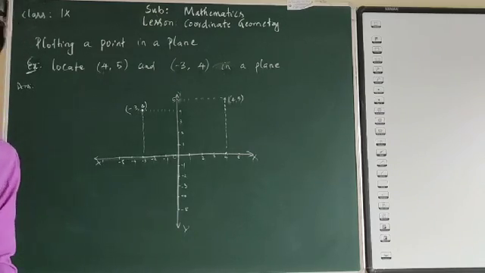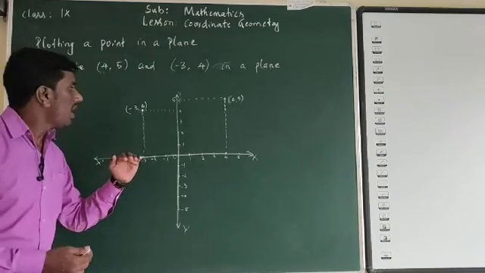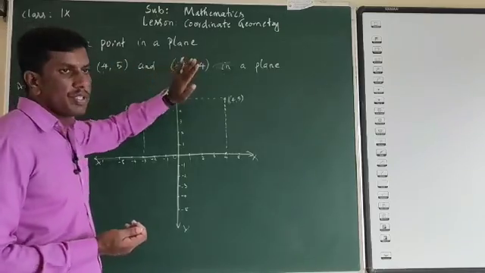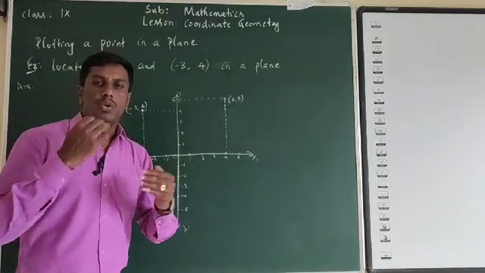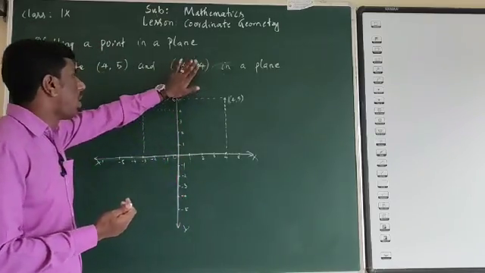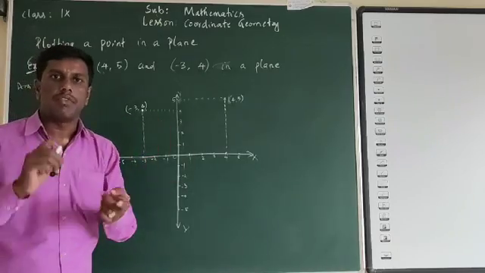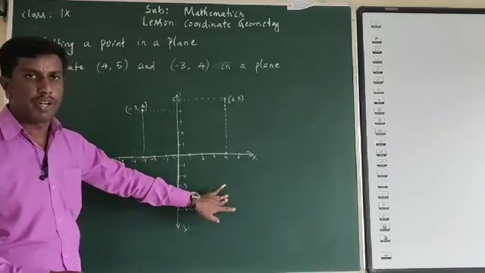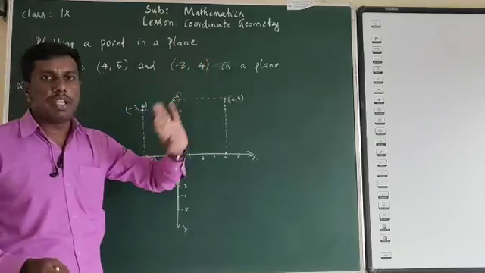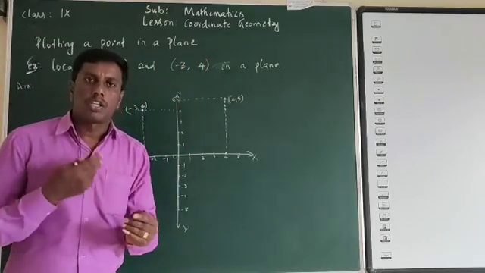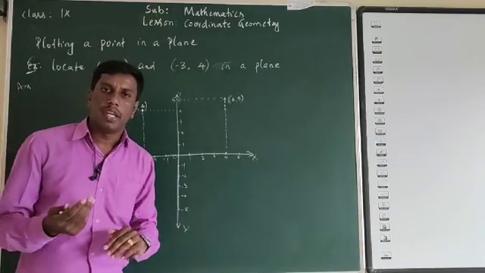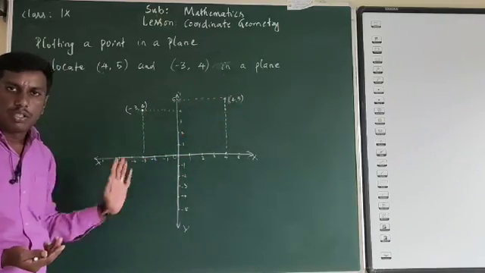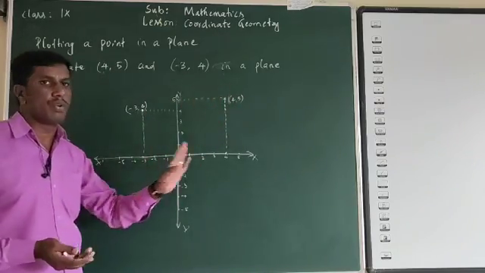Afterwards, in the exercise, the coordinates will be given. You should find out where those points lie: in the first quadrant, second quadrant, third quadrant, or fourth quadrant. By looking at the signs of the coordinates, you can say in which quadrant the point lies.